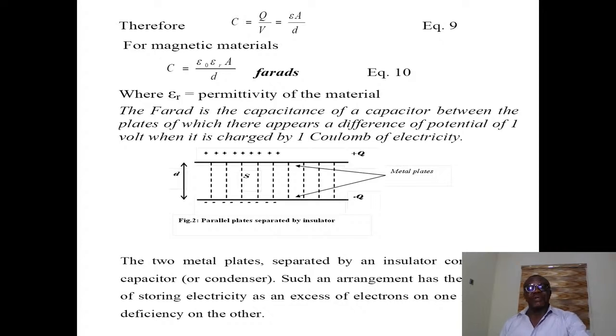So if you look at that fig 2, it gives you a picture of what we are saying. Two parallel plates, one having positive charge, the other one negative charge. The distance separating them is D, and of course, we have a surface area between them. So the two metal plates separated by an insulator constitute a capacitor. In some cases, the capacitor is called a condenser. Such an arrangement has the capacity of storing electricity as an excess of electrons on one plate and a deficiency on the other plate.